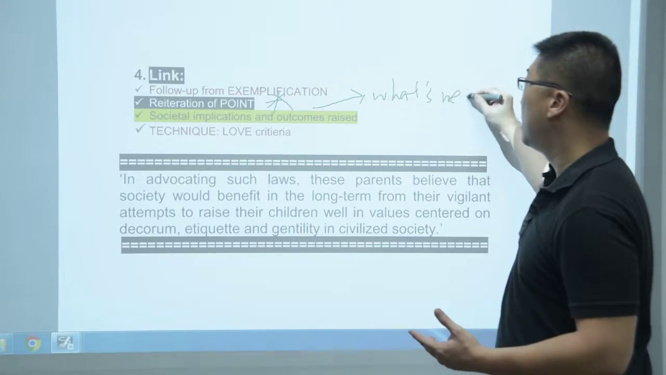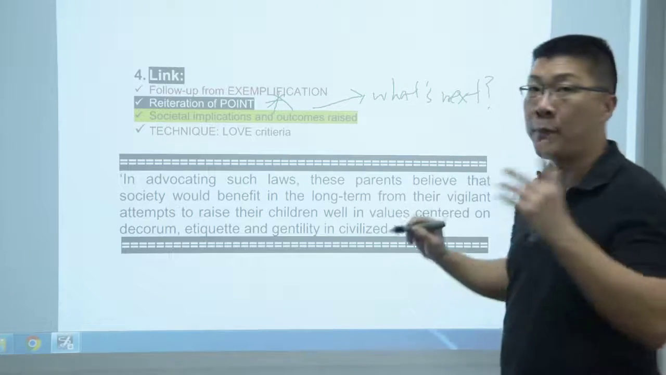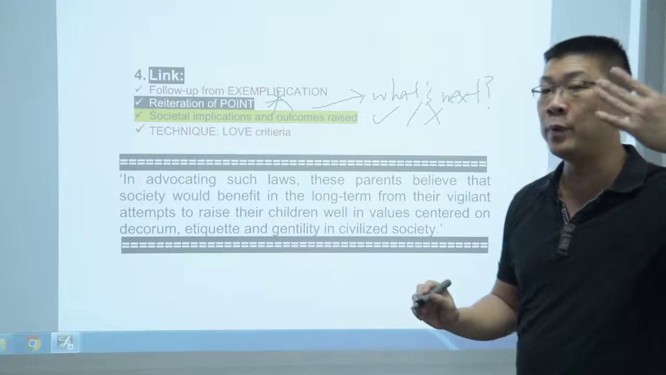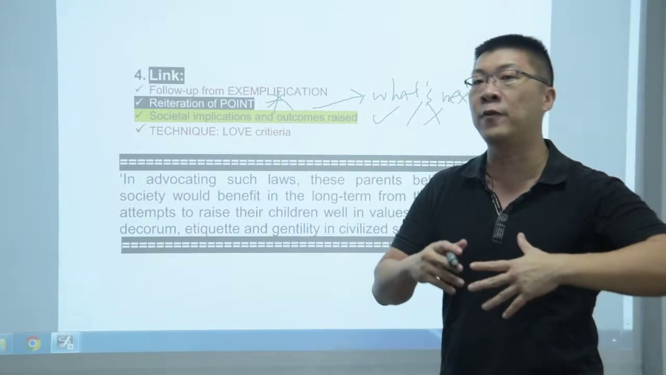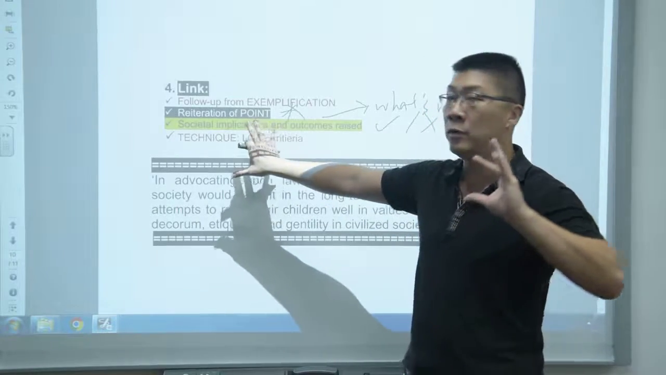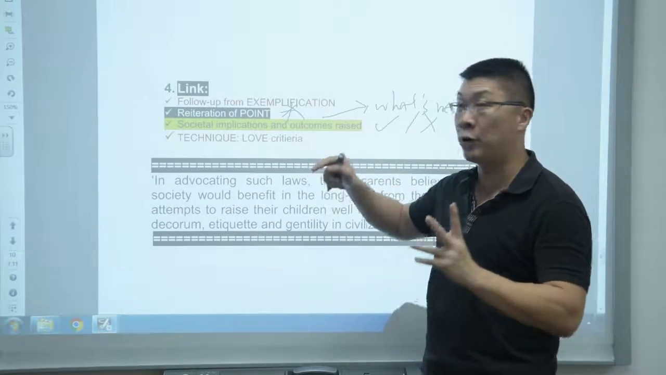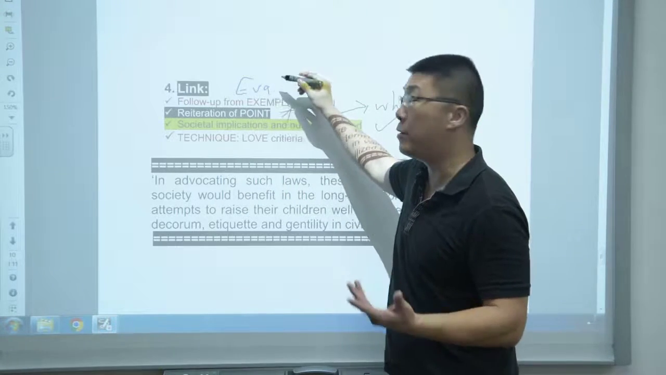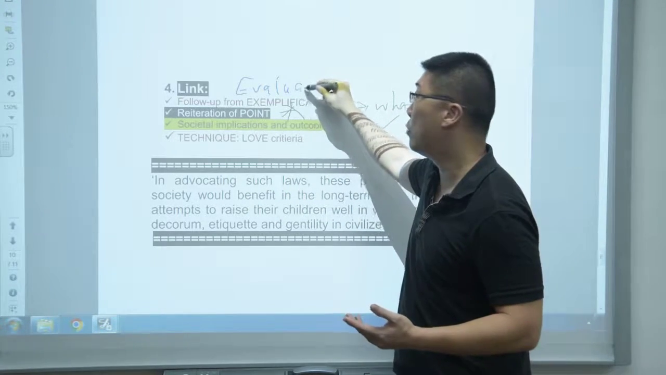What's next? And more importantly, whether it is a good or a bad thing for society, building up for an example. So in the long term, following through for an example, potentially what happens next. So when you want to utilize this portion, it really is about not just link, but the whole concept of evaluations. Why is something good or bad?